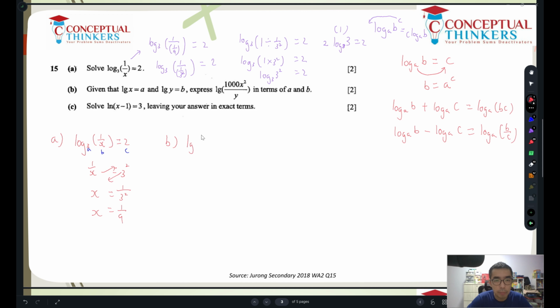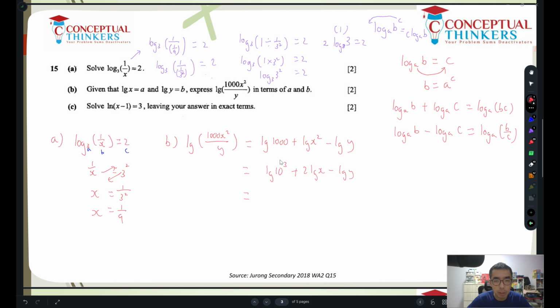So lg 1000 x squared over y. This can be written as lg 1000 plus lg x squared. Okay, so the whole thing we can minus away lg y, right? So this lg 1000 can be written as lg 10 to the power of 3. Now x squared we can straight away apply, but all I do is bring out the power first. So this will give me 2 lg x minus lg y.